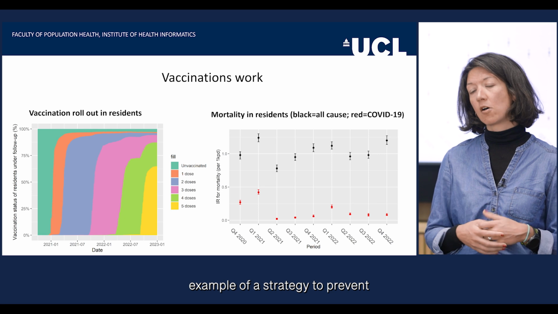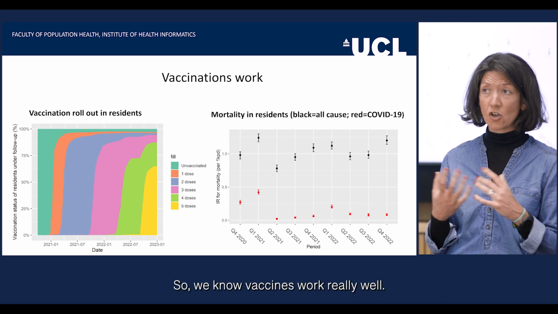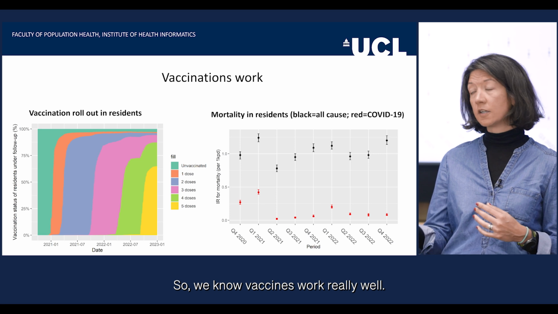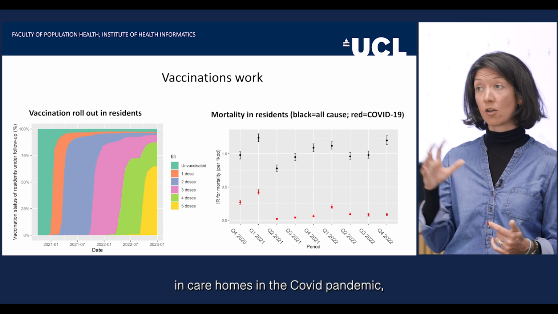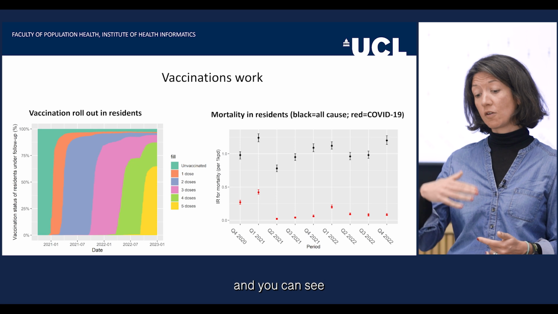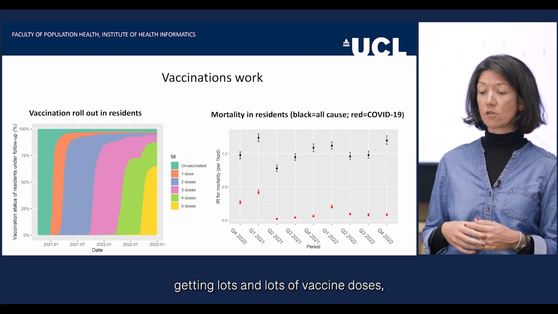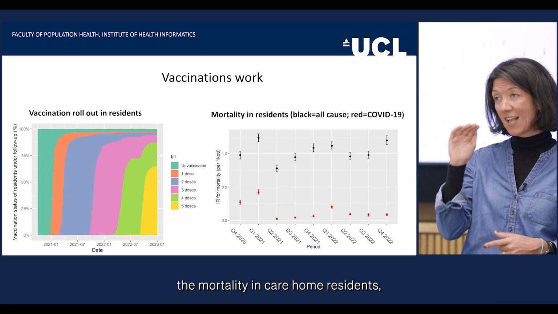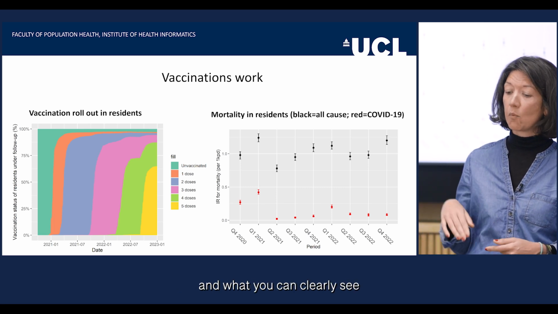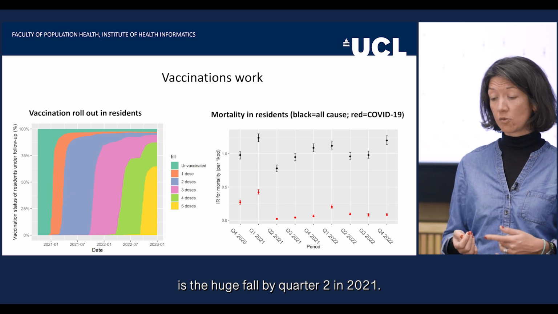Probably the best example of a strategy to prevent infection is vaccinations. So we know vaccines work really well. The graph on the right here shows the rollout of vaccines in care homes in the COVID pandemic, and you can see the majority of people getting lots and lots of vaccine doses. And the graph on the left shows the mortality in care home residents, and what you can clearly see is the huge fall by Q2 in 2021.